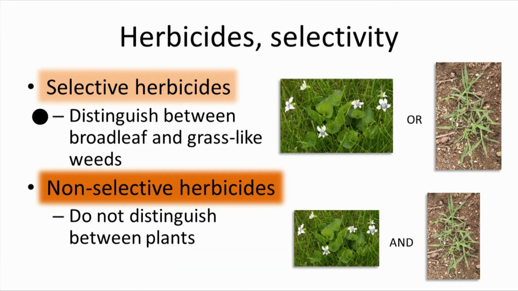Selective herbicides distinguish between broadleaf and grass-like weeds. For example, a selective herbicide for use on broadleaf weeds can be sprayed in a lawn and have no effect on the grass. There are also herbicides which will select for grass-like plants, and not the broadleaved ones. Non-selective herbicides don't distinguish between types of weeds. They are effective on both broadleaf and grass-like plants. If you use non-selective herbicides to kill weeds in your lawn, it will kill the lawn as well.